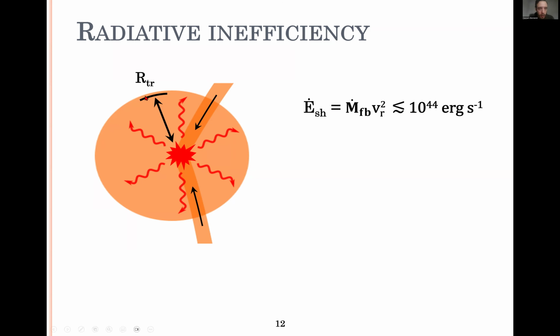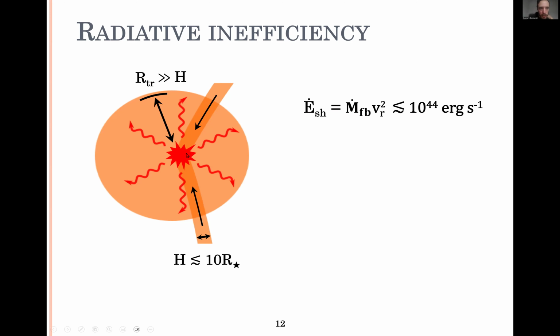And what we did is to estimate the radius where this process stops, so the trapping radius. And we find that the trapping radius is typically much larger than the scale of the stream, which is also the scale at which photons are injected.